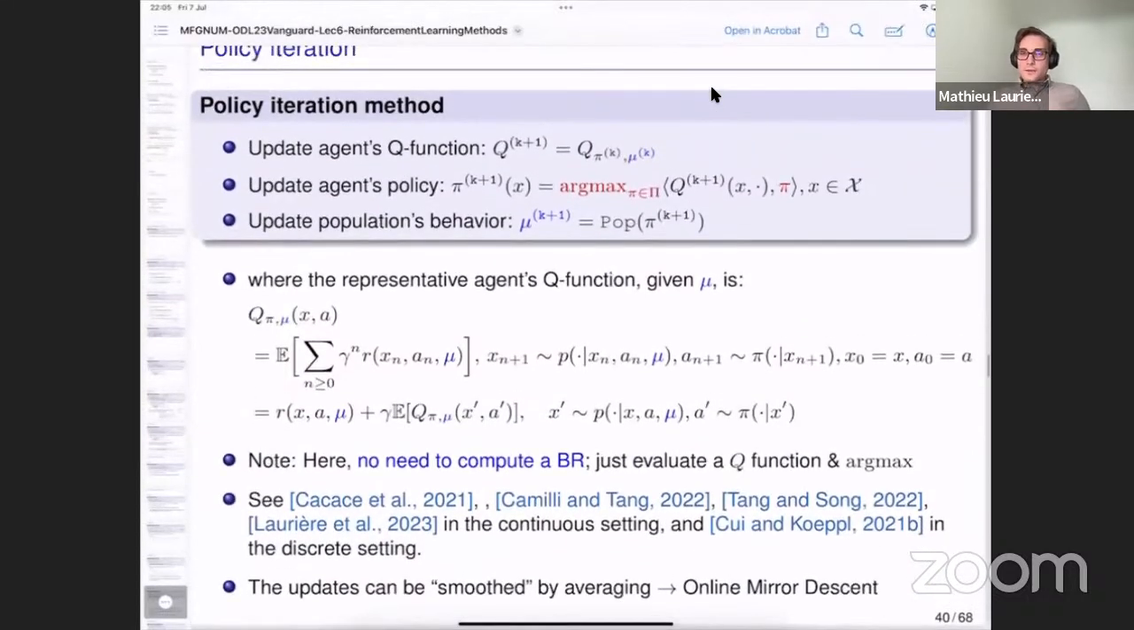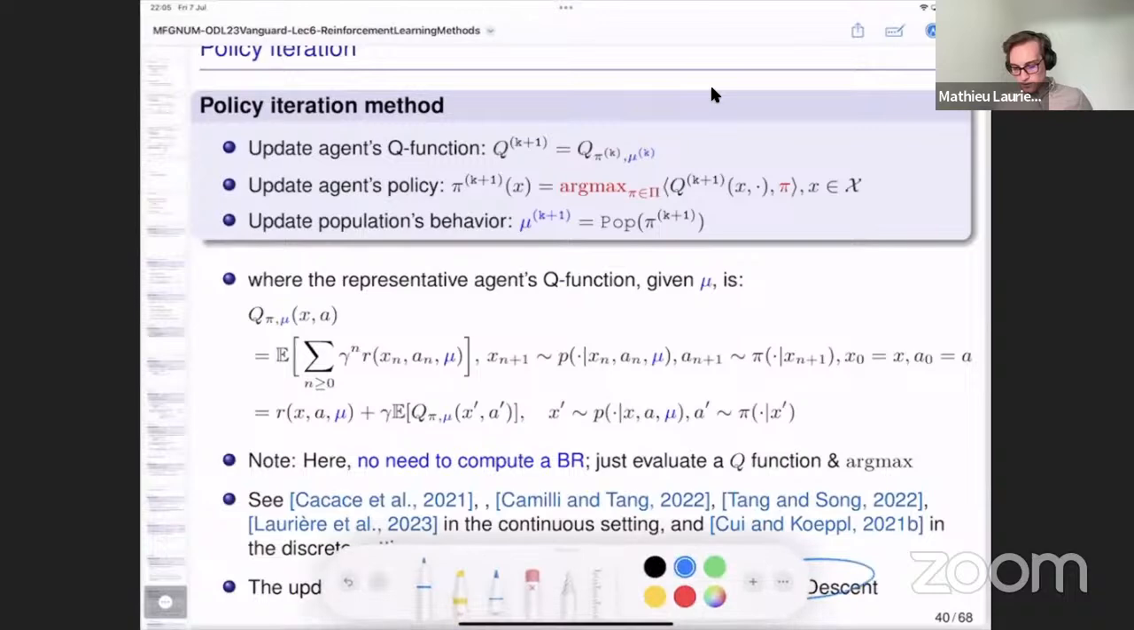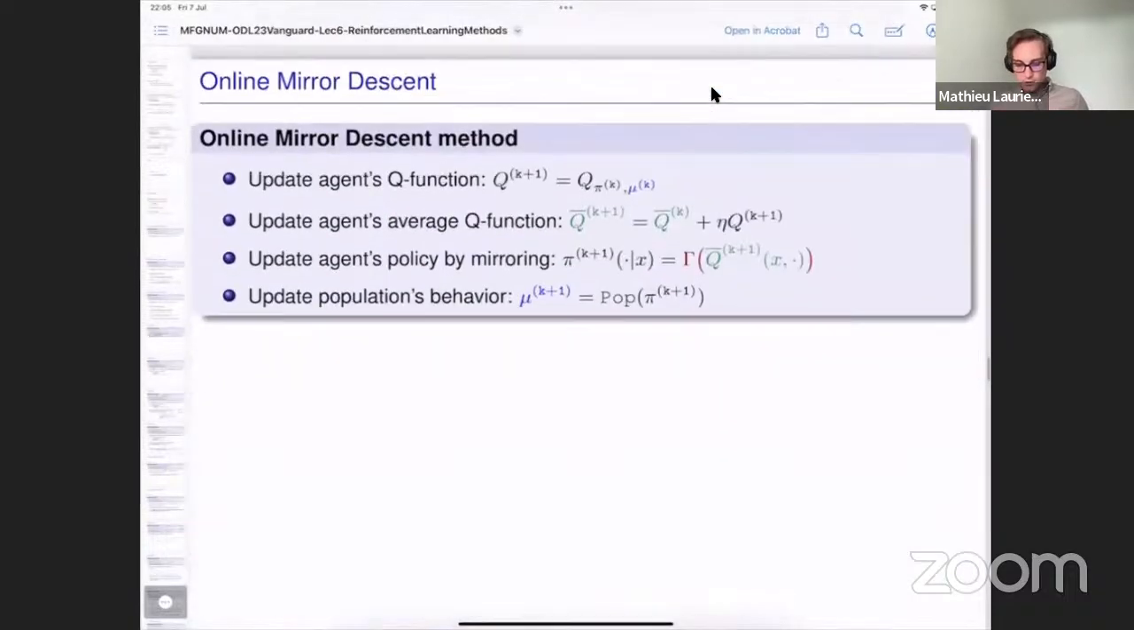Here again, this is a kind of exact update version, and now you can introduce a smoothed version as we did, starting from fixed point to fictitious play. We can go from policy iteration to a smooth version, and there are different ways to do the smoothing. One of them gives you what we called here the online mirror descent algorithm.